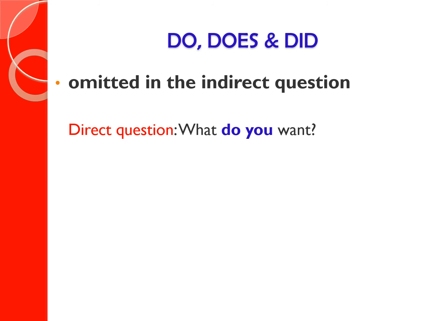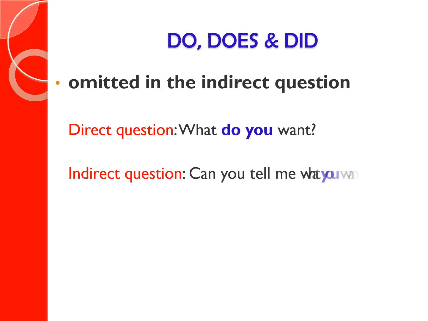Do, indeed, omit it in the indirect question. Direct question, what do you want? Indirect, can you tell me what you want? So you don't use do here. We don't need it here. Okay, no, we don't need it here.